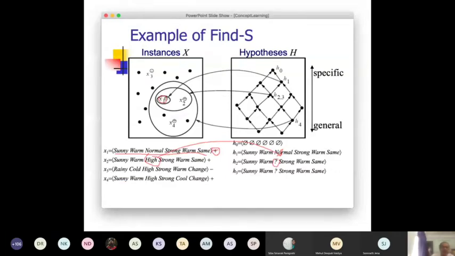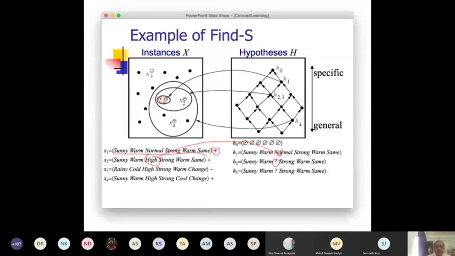After that, you get another positive example. It is sunny, then temperature warm, then high humidity, strong wind, then cool water, and forecast is change. This is a positive example. So how do you modify H3 to take care of X4? The next version of the hypothesis should satisfy only X1, X2, and X4. The last two should be question marks.